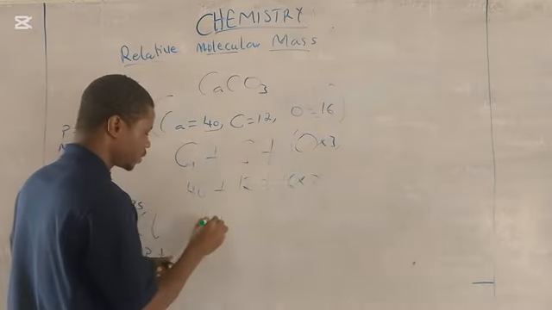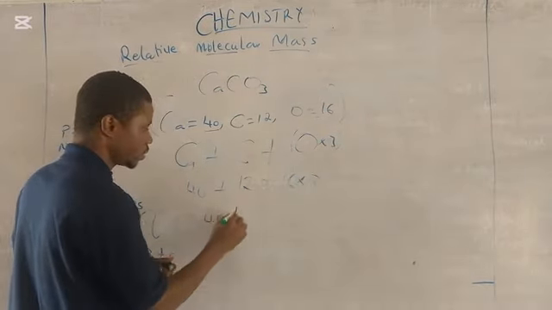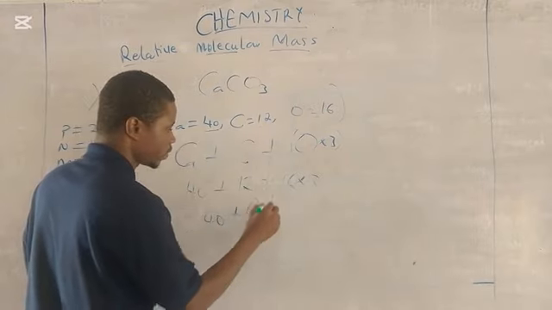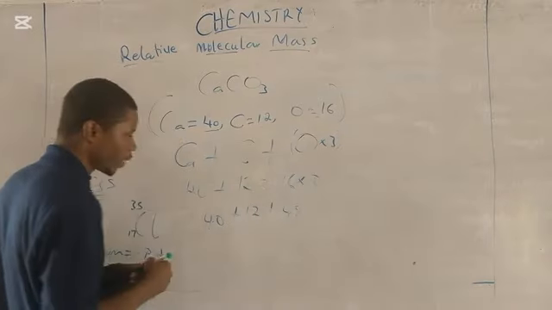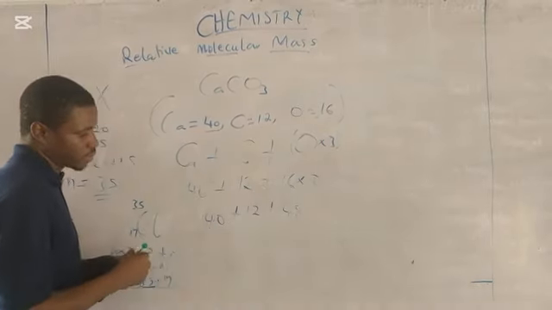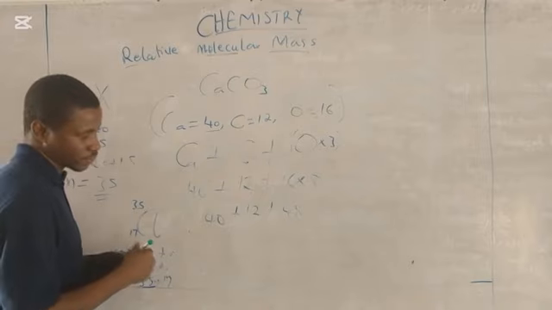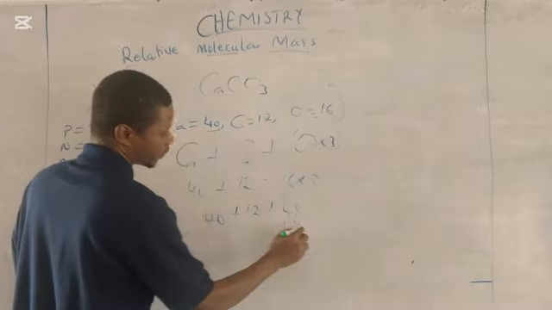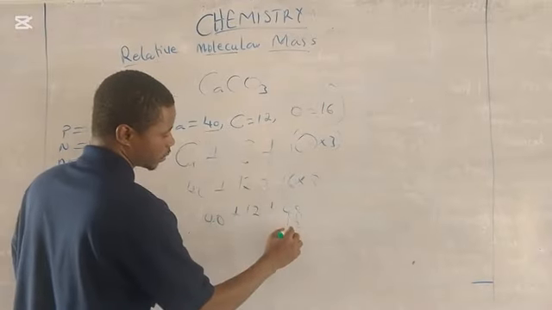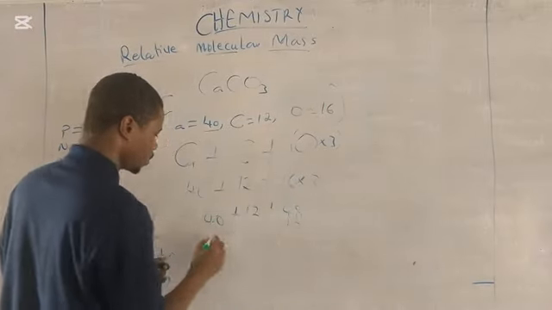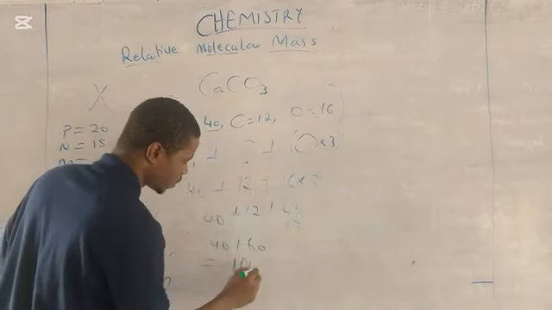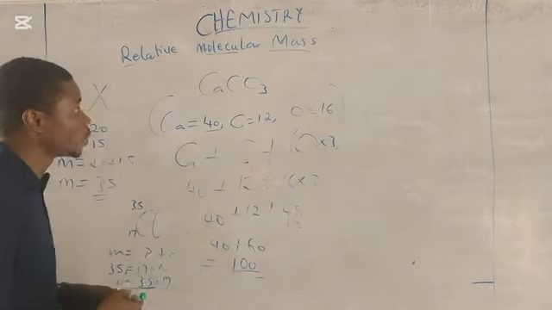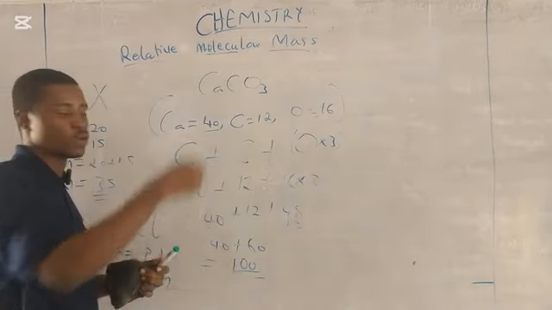So you have 40 plus 12, plus this times this will give you 48. If you add everything, if I'm not mistaken, it should give you something like 100. 12 plus 48 will give you 60. So 40 plus 60, everything gives you 100. So 100 is simply the relative molecular mass of CaCO3.